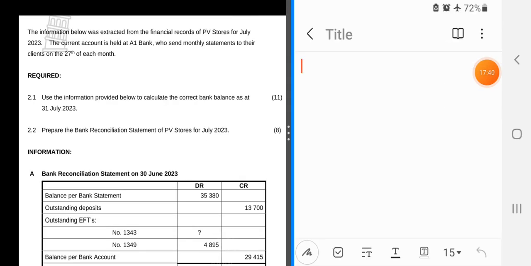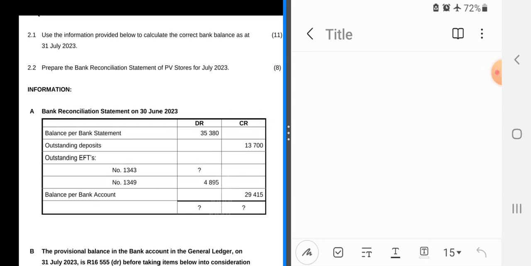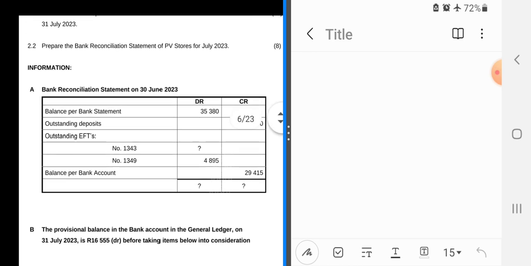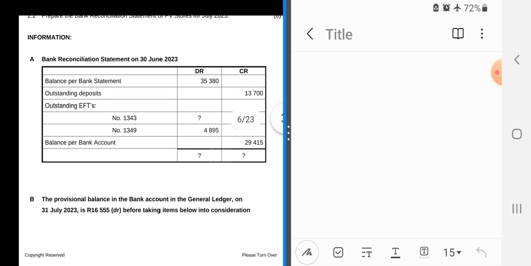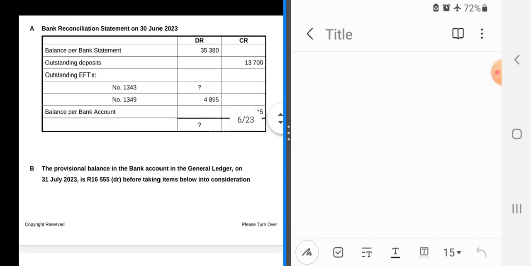All right. So we have to use the information provided below to calculate the correct bank balance at 31 July 2023. So we are doing this for July. This is the reconciliation for July. And then here is the bank reconciliation of last month, which was on 30 June 2023. We are doing it for July 2023. So balance as per bank statement. Guys, if you're given the bank account at the end of the month, that is balance as per bank statement. So it will just depend whether it's favorable or unfavorable.